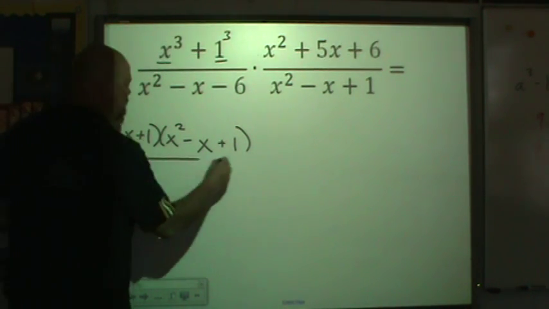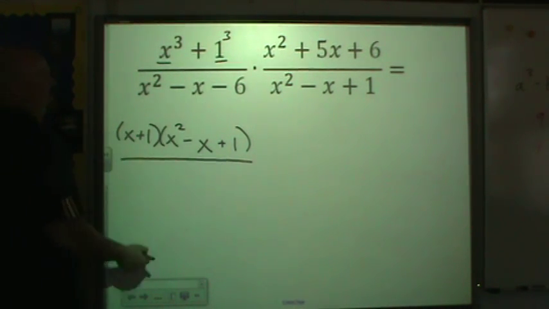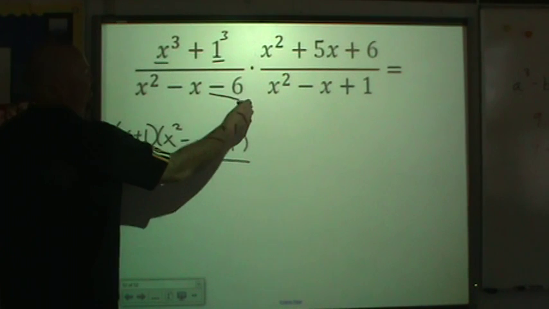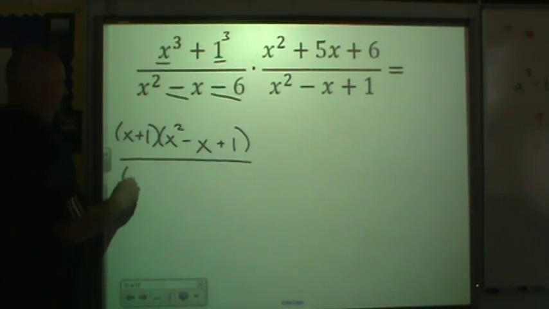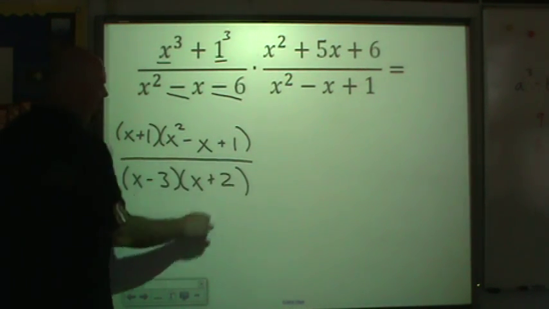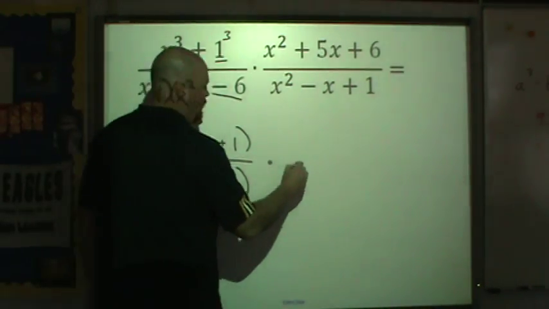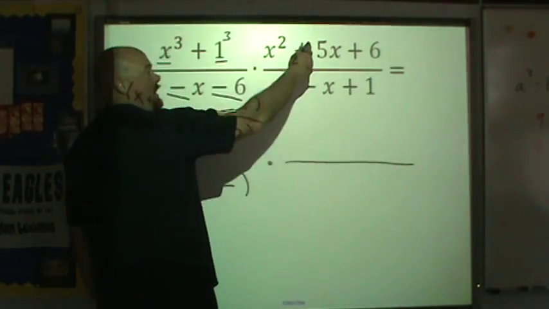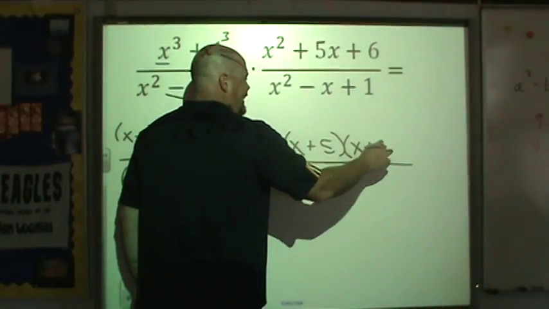Now on the bottom of this fraction, x squared minus x minus 6, a quadratic trinomial. Can I find two numbers that multiply to be negative 6 and add to be negative 1? I bet I can. Negative 3 and positive 2. And then over here, a quadratic trinomial, x plus 5 and x plus 1.